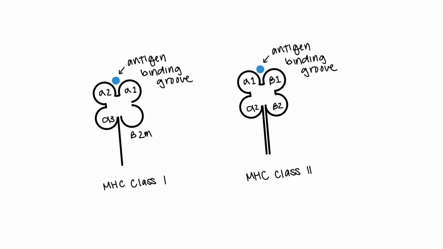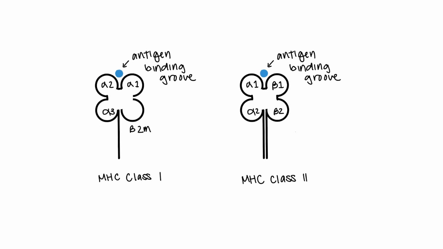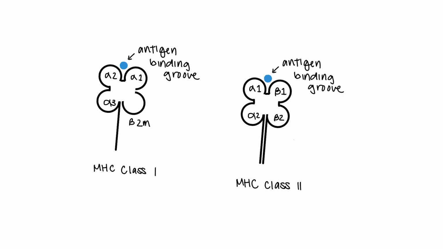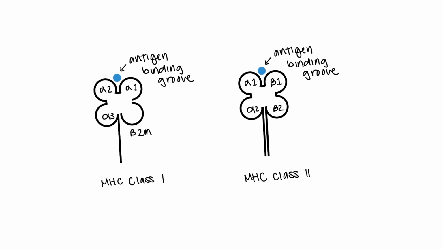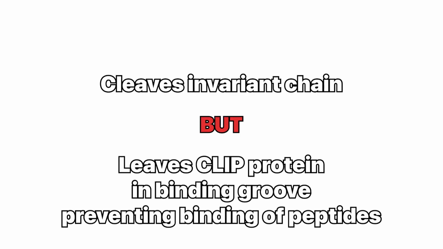MHC class II molecules are also synthesized in the ER, however they associate to form a complex with the invariant chain, and then this protein complex buds off into a vesicle. Vesicles are acidified into an endosome, which cleaves the invariant chain but leaves a CLIP protein in the binding groove of the MHC class II molecule to prevent binding to other proteins during transport.